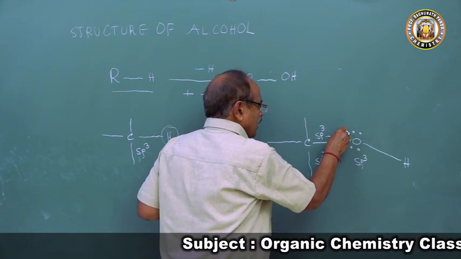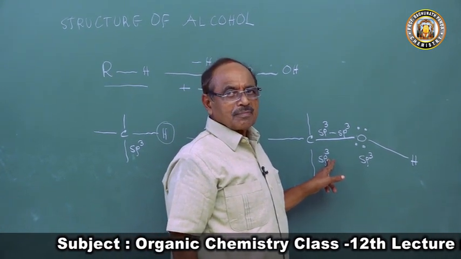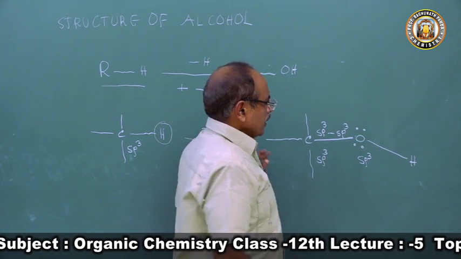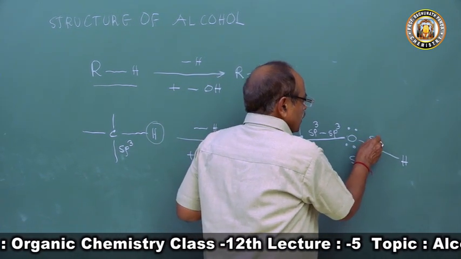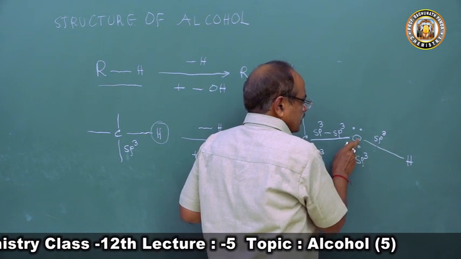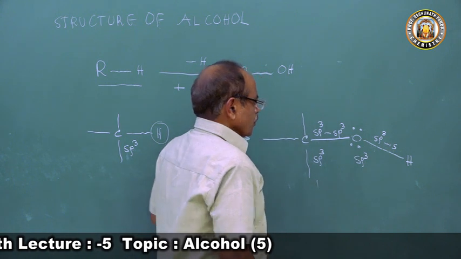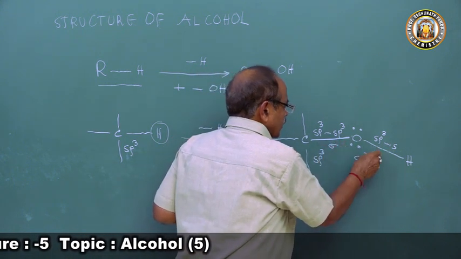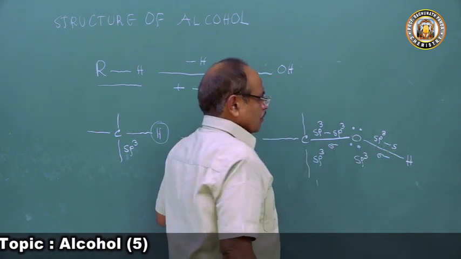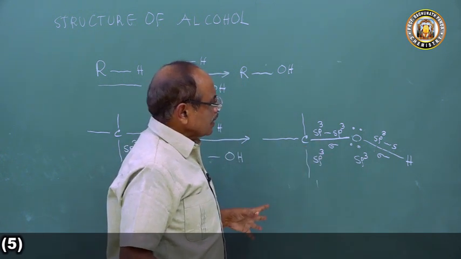So this carbon-oxygen sigma bond is formed due to linear overlapping of the sp3 hybrid orbital of carbon and the sp3 hybrid orbital of oxygen. And the O-H bond is formed due to the overlapping of the sp3 hybrid orbital of oxygen and the s orbital of hydrogen. So this bond is a sigma bond and this bond is a sigma bond.